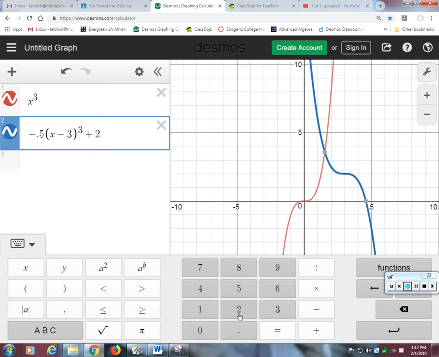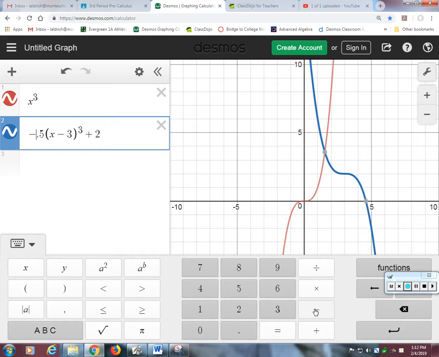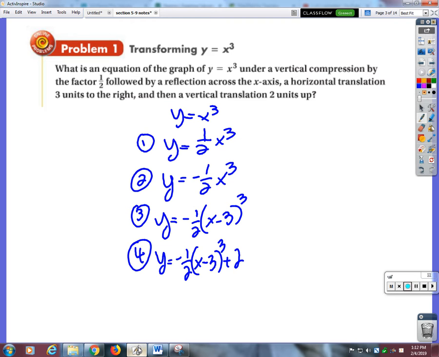Because it took this and then flipped it. So this piece right here is facing down like that. So if I get rid of this negative, then it looks like the same graph just moved around. But if I put that negative back, see that's flipping it over. All right, you guys feel relatively okay about those transformations? Yeah? Okay.